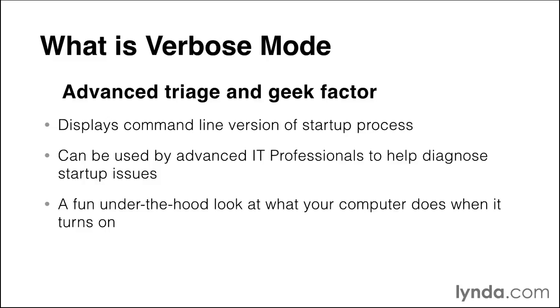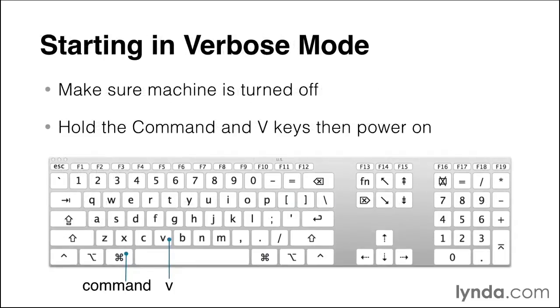To be honest, it can also just be kind of fun to take a peek at everything that's happening when you start up your computer. So, to start in verbose mode, simply hold the Command and V key when you power on the machine. You should really only have to hold it for a few seconds after you turn the computer on before the screen goes black and starts spitting out a bunch of strange text.